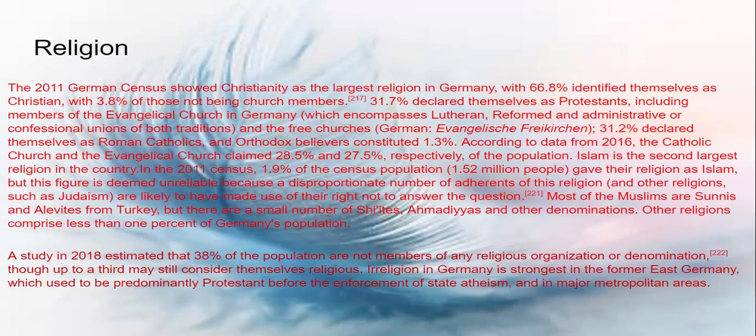population. Islam is the second largest religion in the country. In the 2011 census, 1.9% of the census population, 1.52 million people, gave the religion as Islam. Of course, mostly immigrants from Turkey. But this figure is deemed unreliable because a disproportionate number of adherents of this religion and other religions such as Judaism are likely to have made use of their right not to answer the question. I guess this is mostly because of the Islamophobia going on in Germany and the rest of Europe, maybe even the world.